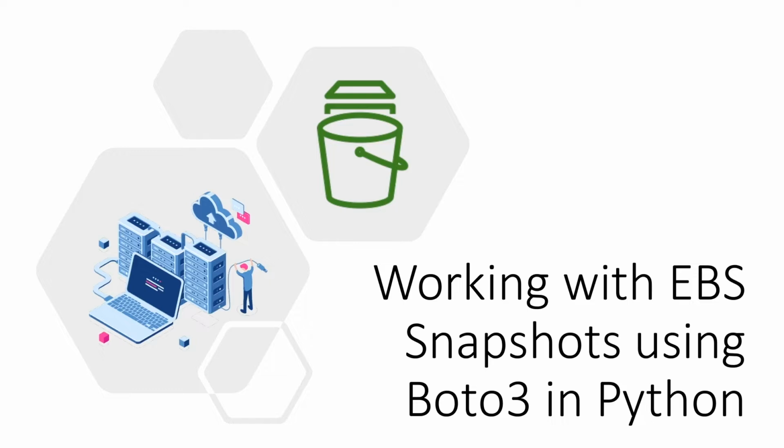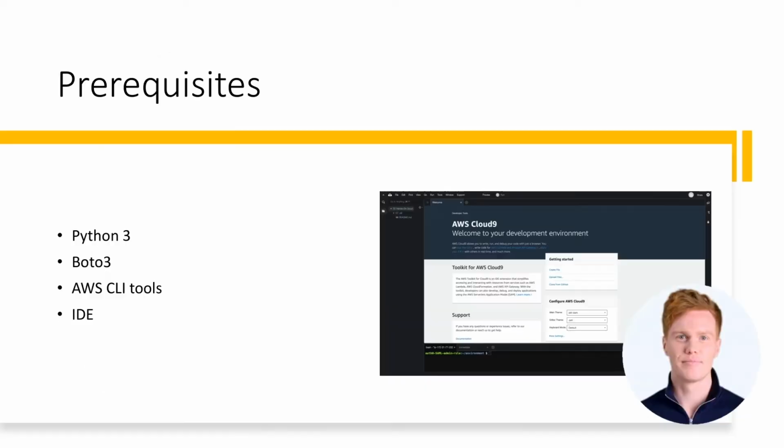In today's video, we'll describe how to work with EBS Snapshots in Python using the Boto3 library. To be able to repeat our examples, you'll need Python 3 interpreter, AWS CLI tools, Boto3 module and IDE. We'll be using Cloud9 IDE in this video, but you can use your local IDE such as Visual Studio Code, IntelliJ IDEA, or even a text editor.